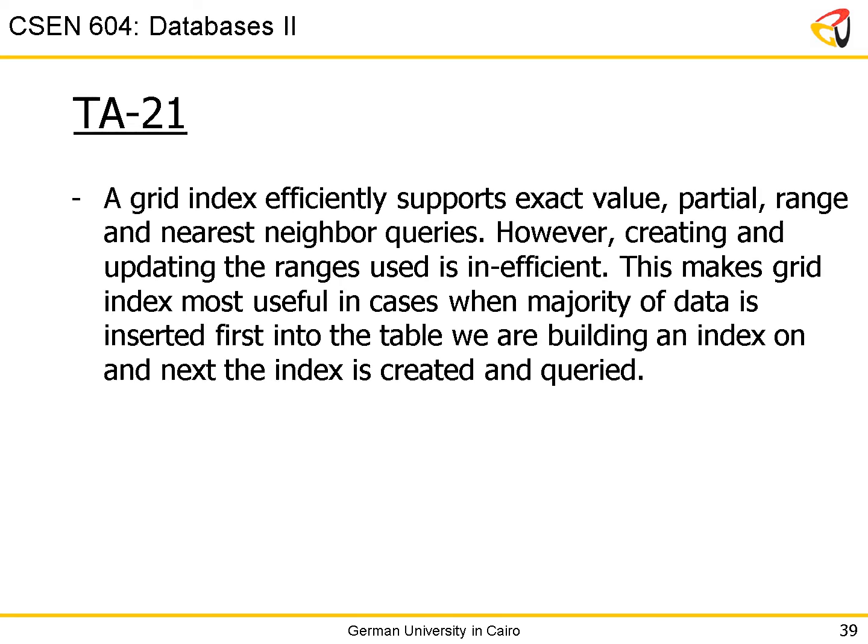Here is the takeaway. A grid index efficiently supports exact value, partial, range, and nearest neighbor queries. However, creating and updating the ranges used is inefficient. And this is really the important point: this makes grid index most useful in cases when the majority of data is inserted first into the table we are building an index on, and next the index is created and queried. In other words, when would you use a grid index? You would use a grid index if you will upload all the data up front, run an algorithm to find the good ranges, and then keep firing queries against this data.